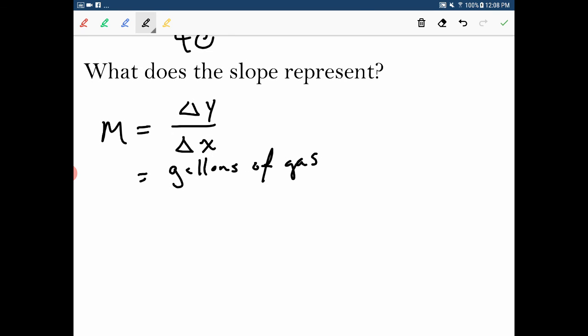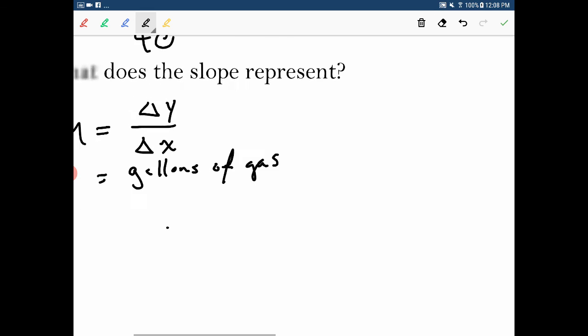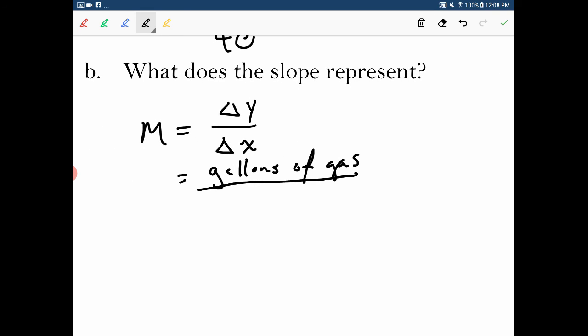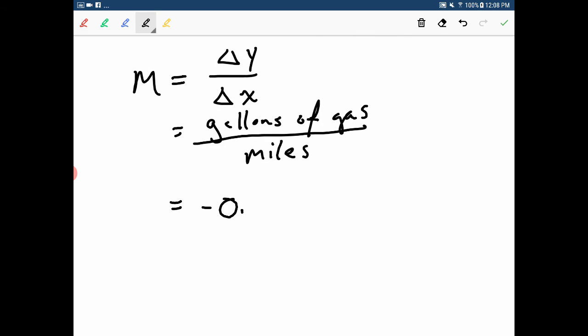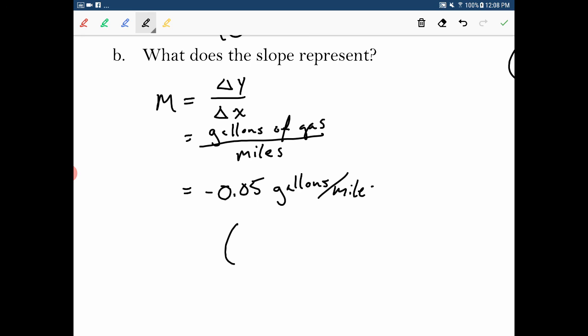And then the bottom was measured in miles. If you're not sure what you're measuring, you always want to think about the actual units. So this is your change in gallons by your change in miles. So in other words, it was equal to -0.05, and that was gallons per mile. Okay? So that is obviously then just the fuel consumption rate. It's a measure of how much fuel we're using.